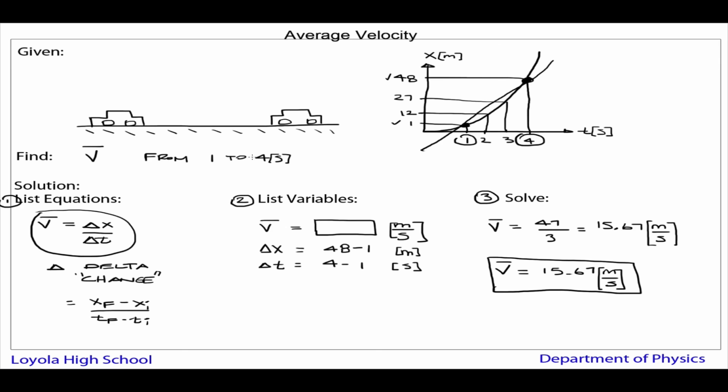So for average velocity type problems, or any problem, you start off with a given and a find. The equation for average velocity is delta x over delta t. We list the variables for each of those terms. Then the solve part is mathematics. We plug in the numbers, I got 15.67 here, and then we box our final answer. So this is an example of a problem involving average velocity type calculation.